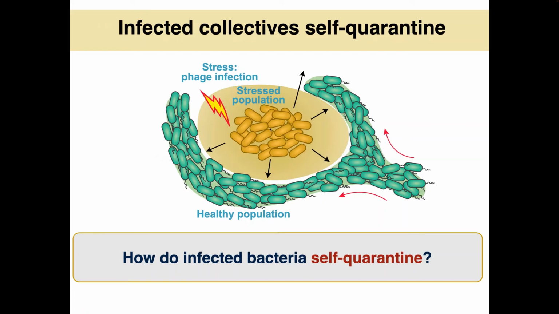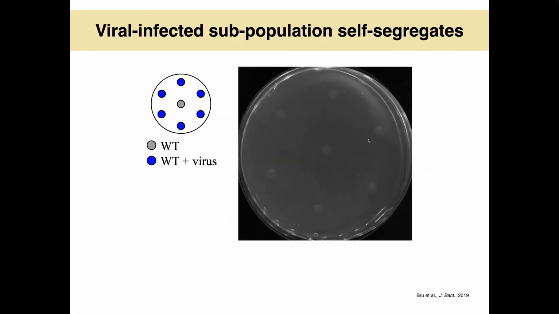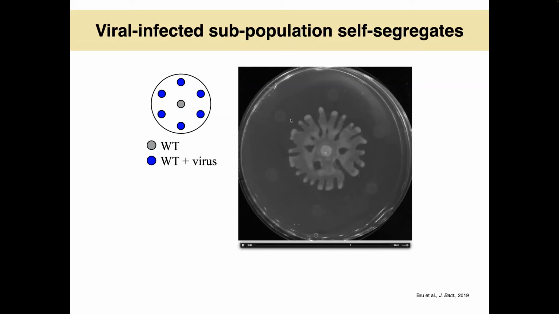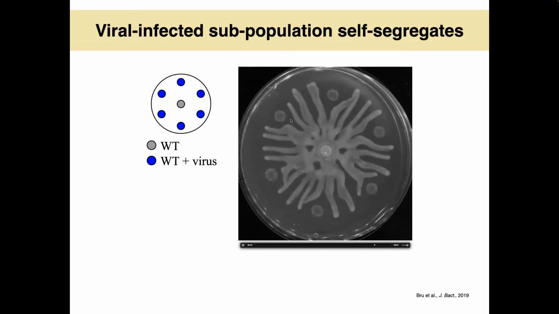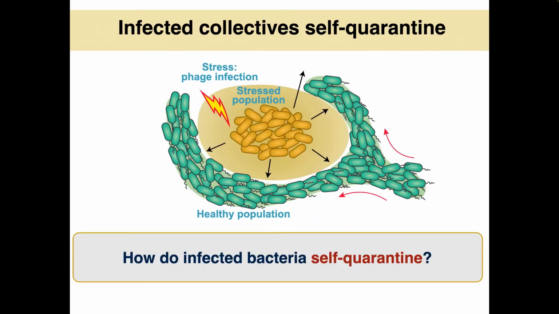And what we found was that the stressed population emits this molecule that tells the rest of the population to stay away. And so this is what we described as self-quarantining. A viral infected population out here would tell other parts of the population to stay away from it. And this may lead the population to have a benefit of greater survival.